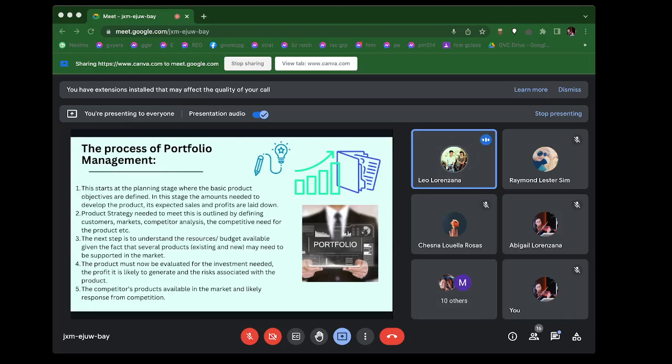Number two, the product strategy needed to meet this is outlined by defining customers, markets, competitor analysis, the competitive need for the product, etc. Third, the next step is to understand the resources and budget available, given the fact that the several existing products may need to be supported in the market. The product must now be evaluated for the investment needed, the profit it is likely to generate, and the risk associated with the product. And lastly, the competitors' products available in the market and the likely response from the competitor.